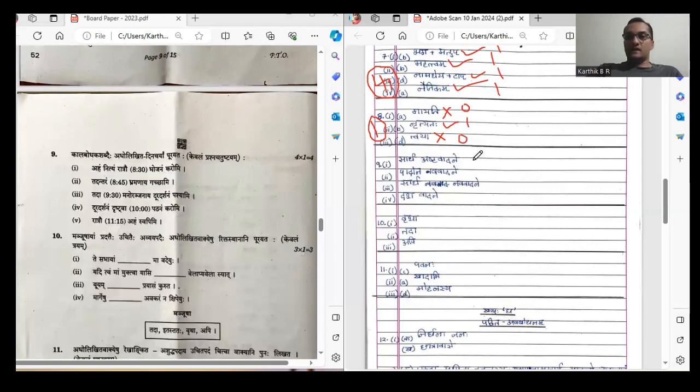8:30 samayah sardha ashtavadane, correct, 1 mark. 8:45 padona navavadane, correct. 9:30 sardha navavadane is correct. 10 o'clock dashavadane is correct.